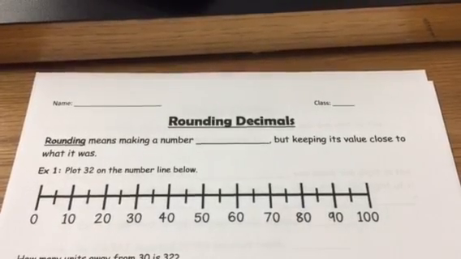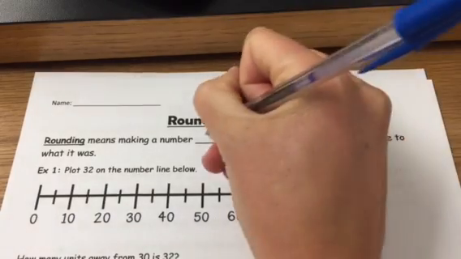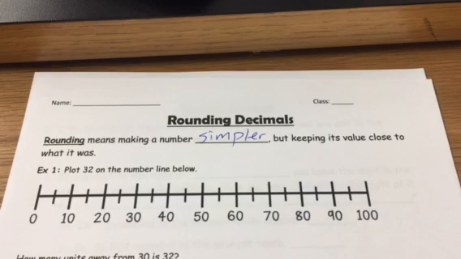Okay, now we're going to talk about rounding decimals. This should also be a review from last year. I want to take a look at some examples on the number line so we really get a full understanding of what's happening when we're rounding. So what does it mean to round? Rounding means making a number simpler while keeping its value close to what it originally was. So it's making these numbers nicer and not too far off from what they originally were.